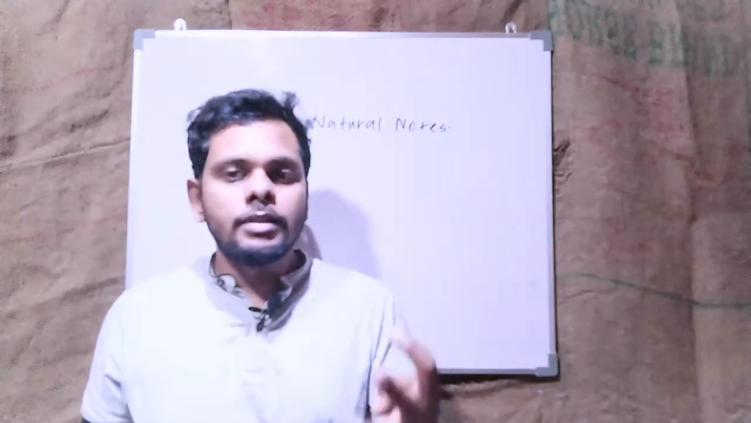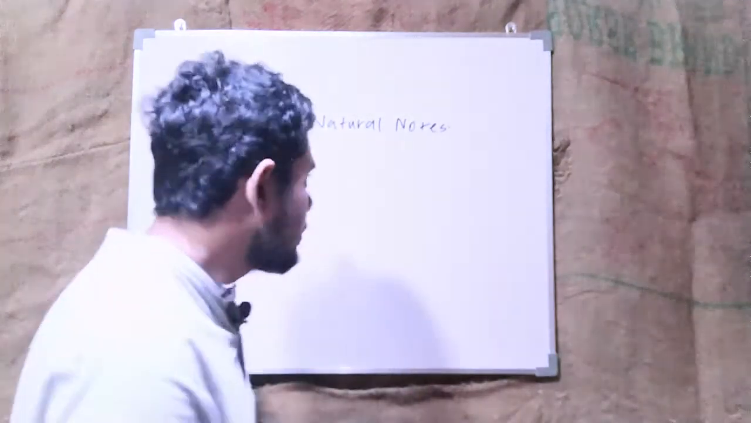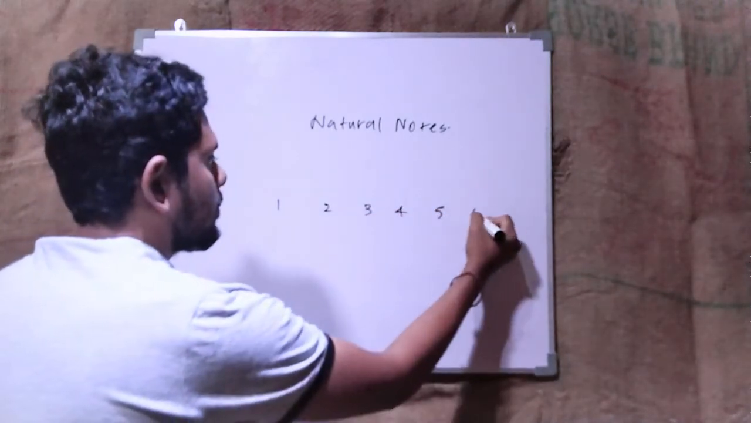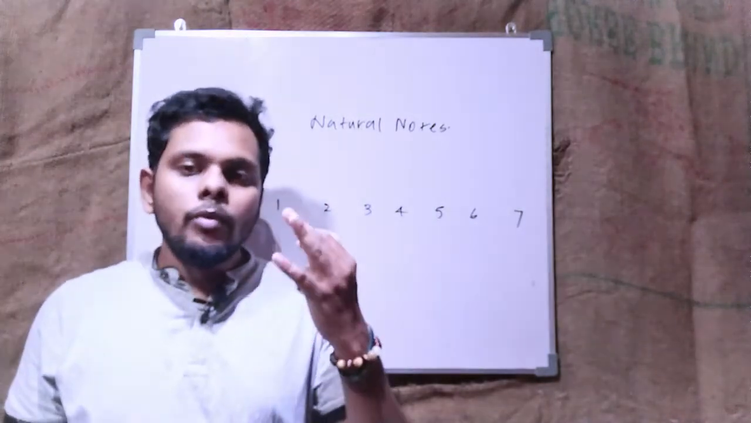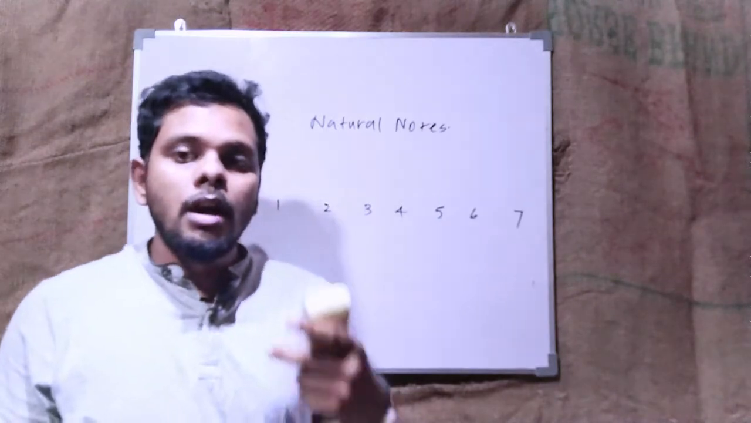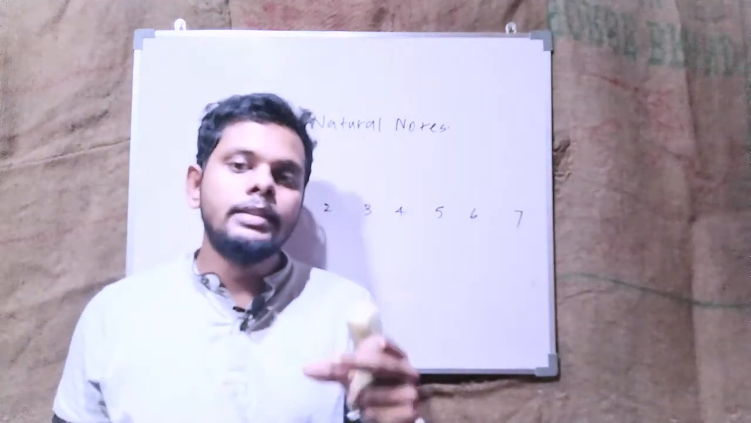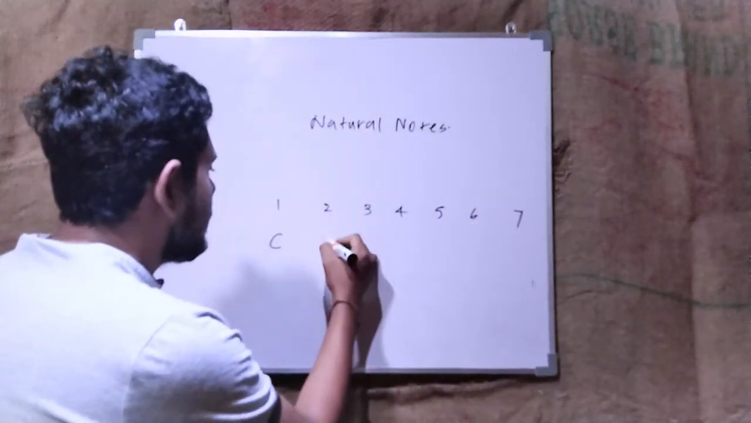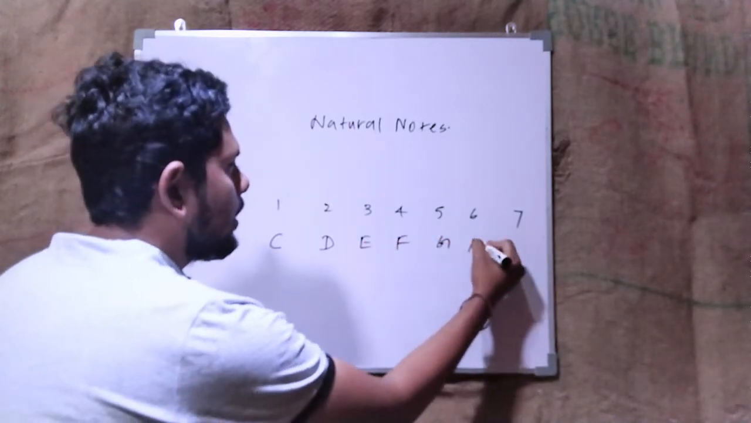Well, now let's talk about natural notes. I said there are 7 natural notes. When the letters of the English alphabet are arranged in order from letter C, that is what we now call the 7 notes in music: C, D, E, F, G, A, B.